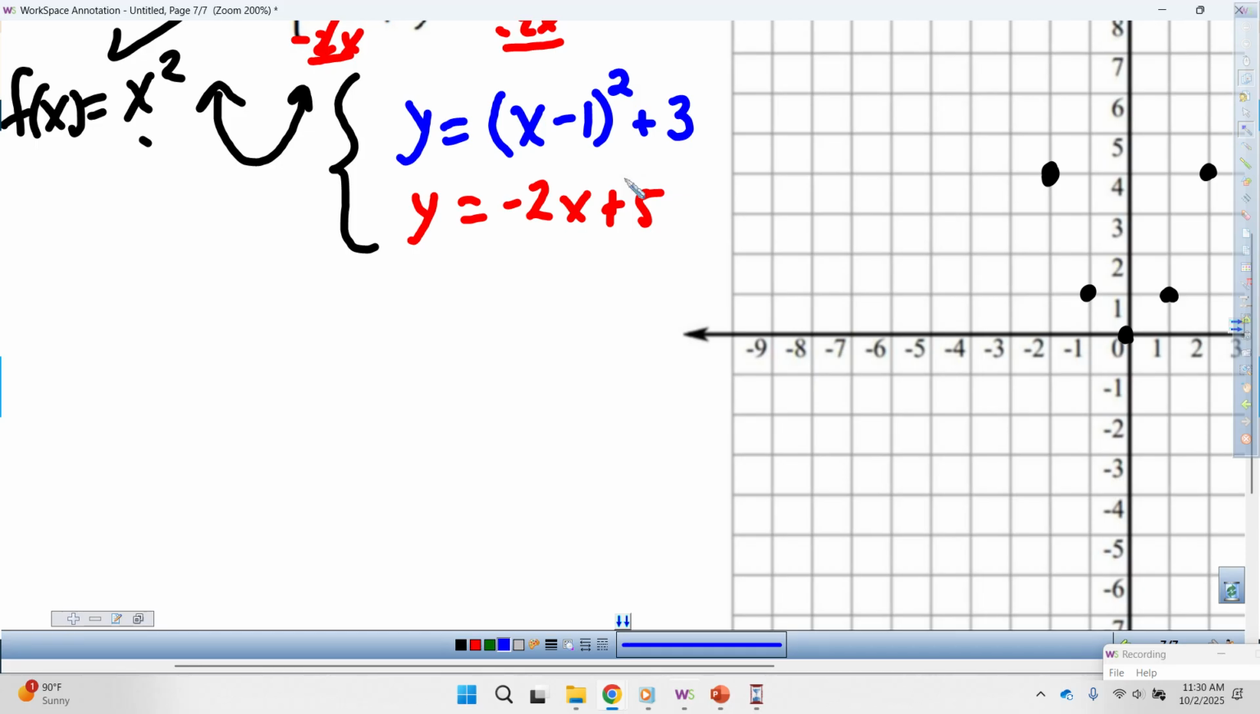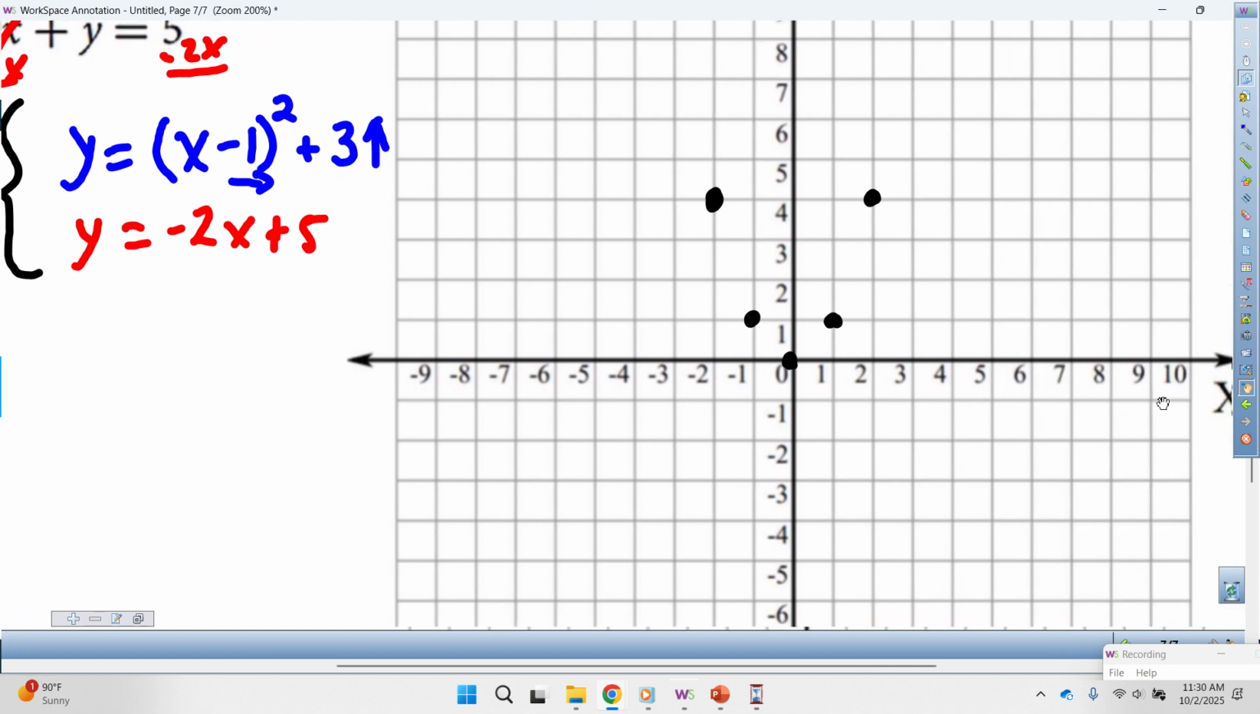All right, looks like Natalia's got it. Very good, Natalia. But let's go with Jacob. Where are we going to move that to according to this blue one? To the right and up 3.